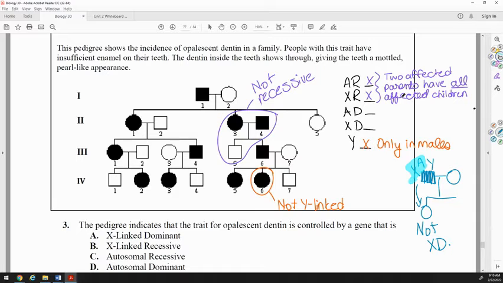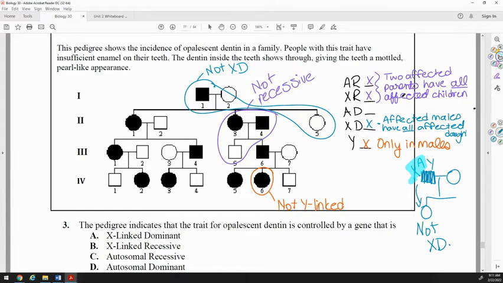So that's what we're looking for on the pedigree. A male who has the trait and his daughter does not. And it's right here. Therefore, this pedigree is not X-linked dominant. So we're going to cross out that mode of inheritance and give the reason that affected males have all affected daughters.